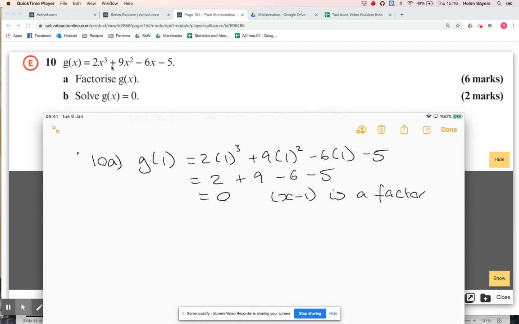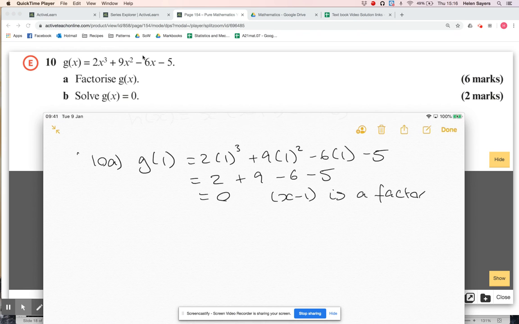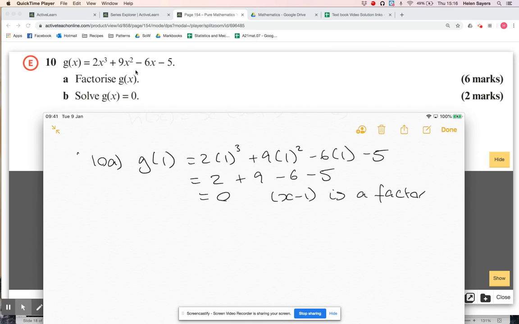So I could carry on and just find all the other factors that way. The only thing that puts me off doing that is the 2x cubed, because actually I did misspeak earlier. Because of the 2x cubed, it could be that one of the factors is, for example, 2x plus 5. And to find that, I would have to substitute in minus 2.5 or minus 5 over 2. So I think now I've got a factor, I'm just going to do the division.